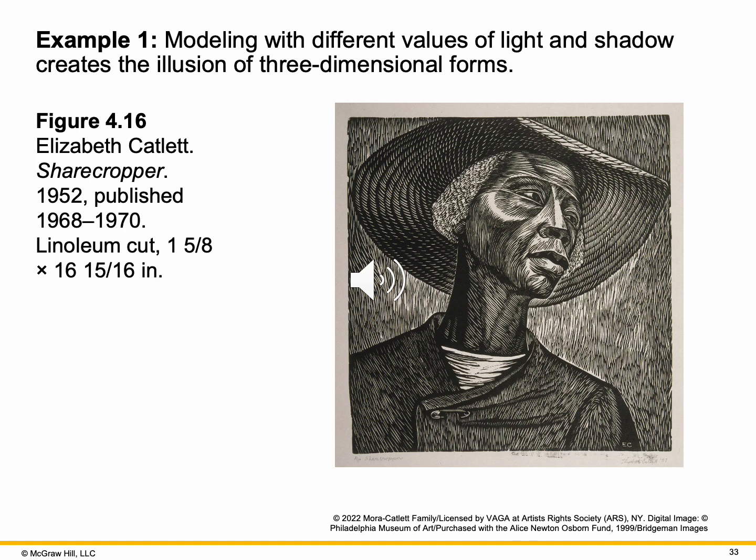Modeling with different values of light and shadow creates the illusion of three-dimensional forms, as we see in this piece entitled Sharecropper. The light and shadow reveal the masses of the woman's body. We can see the roundness of her neck, her projecting nose and cheekbones, and her sunken cheeks. Our experience in the world tells us that three-dimensional objects are highlighted where they are closest to the light, and then increasingly shaded as they move away from the light. Therefore, the figure in Catlett's painting, or print, represented here, must also have mass and bulk.